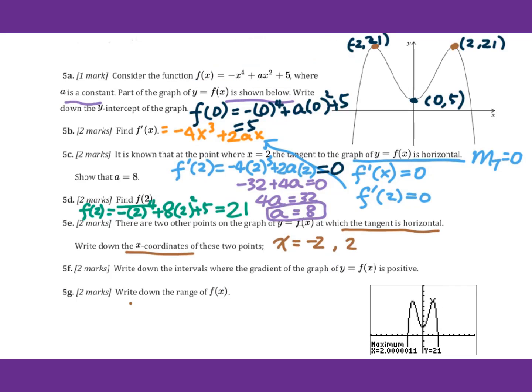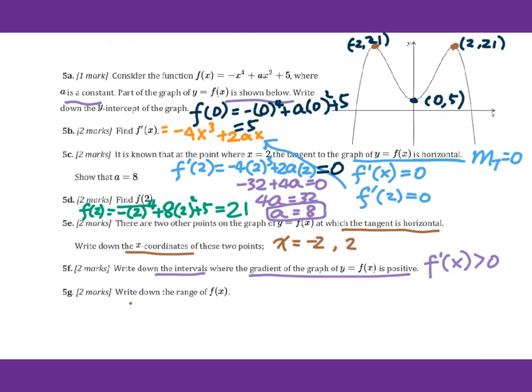Let's go to 5f. Write down the intervals where the gradient of the graph of y equals f of x is positive. Gradient means f prime of x greater than 0, which means the graph of f of x is increasing. So from the graph, we know this part is increasing and this part is increasing.